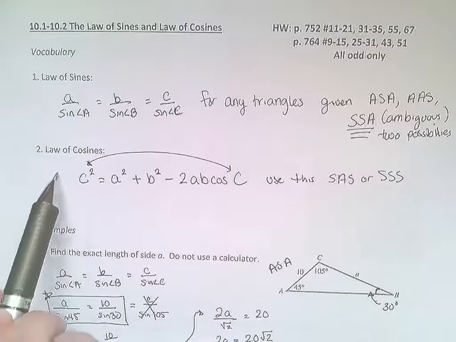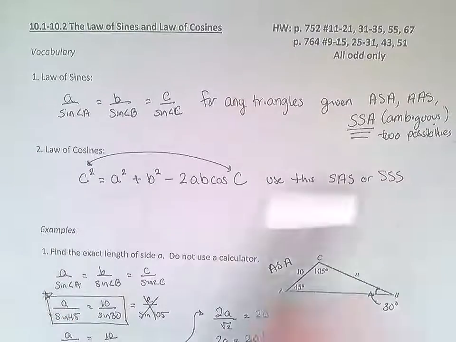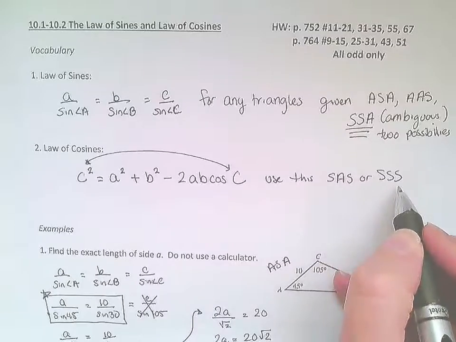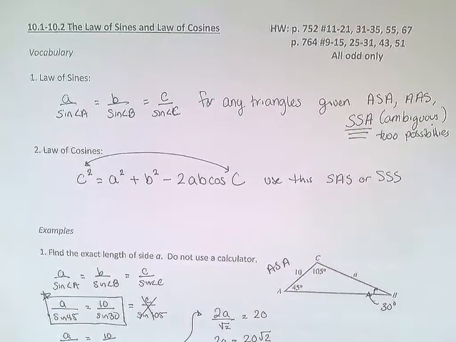And then you have the law of cosines, which works for side angle side and side side side. And you can kind of figure out which one to use, because one is going to have all of the missing components except for one, while the other one will have a lot of missing components. You'll understand what I mean when we actually do an example.